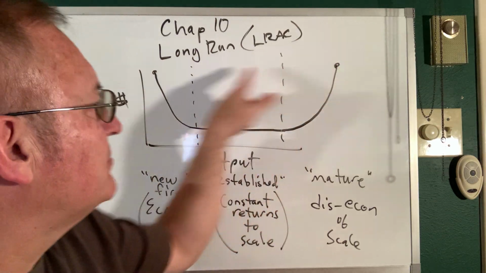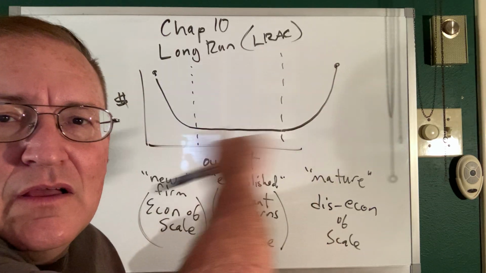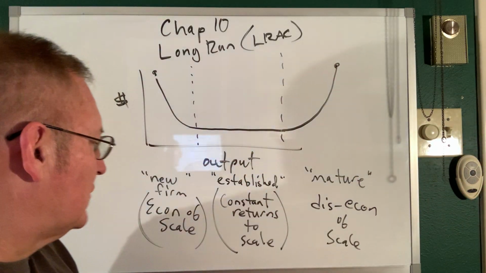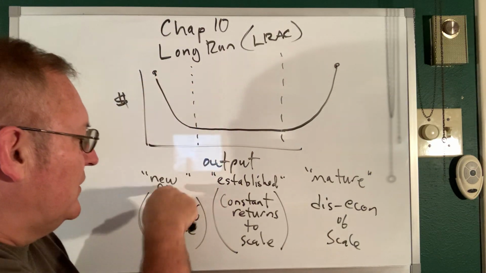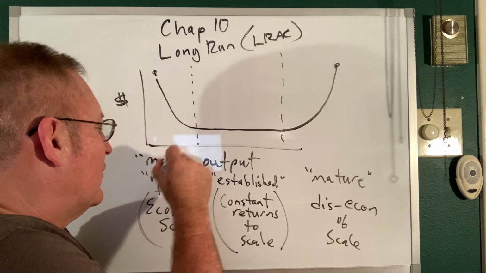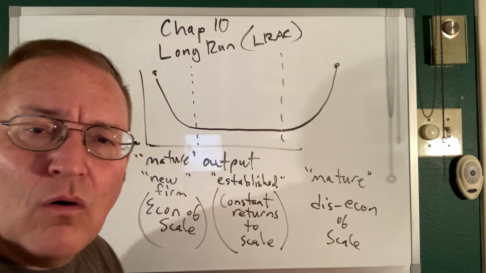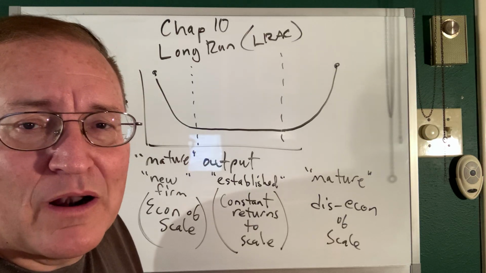What's the difference between this point and this point? Really nothing, right? I mean, it's the same cost level, and so really they're the same point. So this point really not only is a new firm, but it could be a mature firm that's figured out, oh, our cost structure is way too high. We need to do something about this before we go out of business.